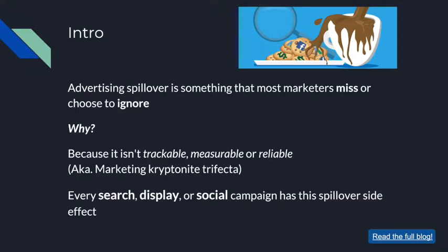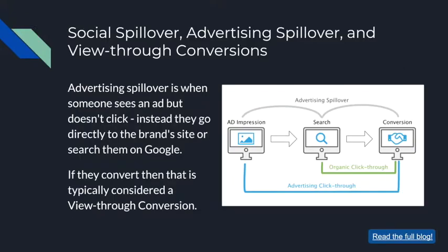So what is spillover? Spillover is when you see an ad on Facebook, and instead of clicking on the ad, you choose to Google search that company and then convert on their site. The ad is what prompted you to do that Google search. There's no attribution, there's no tracking tying it back to that ad.